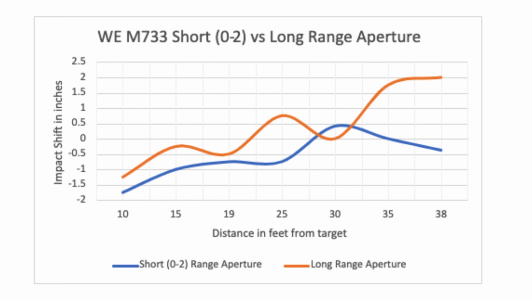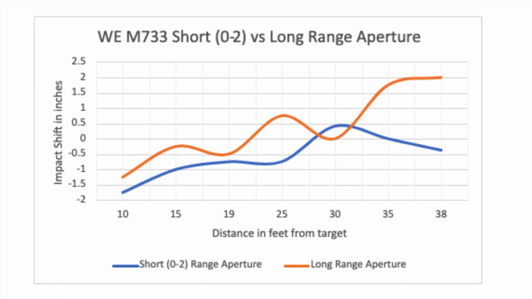If we exclude some of the anomalous trends that we saw, or I think that's the wrong word I used. Whatever, you know what I mean. The anomalies, yeah, that's the word I'm looking for. So again, that's really it. You really want to be using the short range aperture at 50 feet and under. Anything more than that, you want to use the long range aperture.